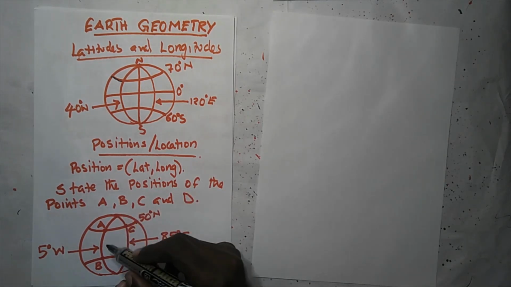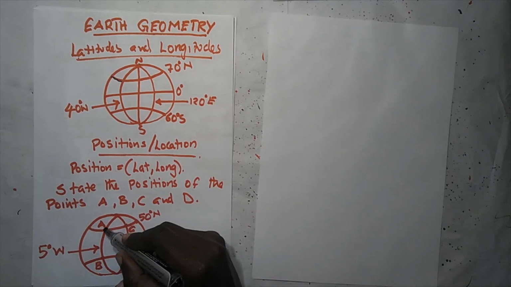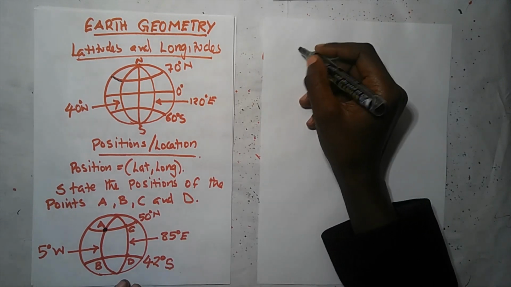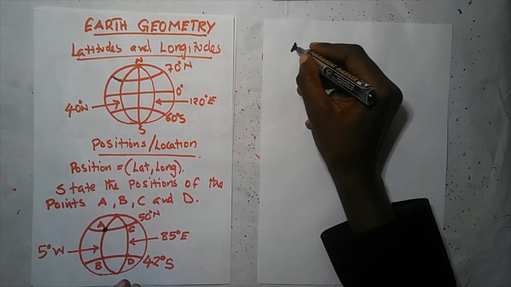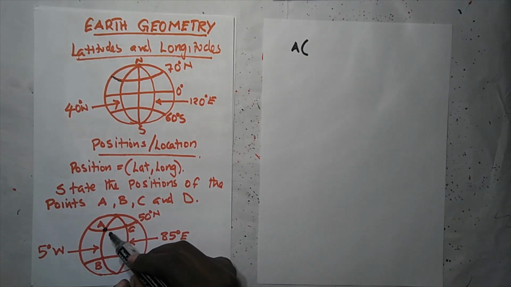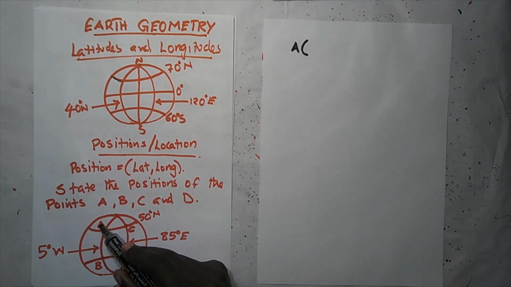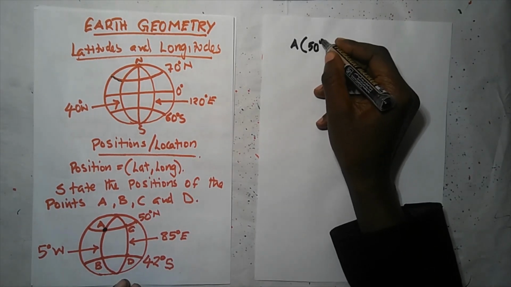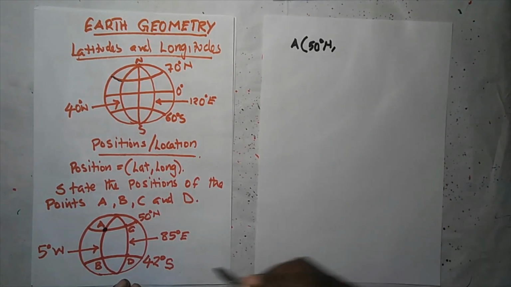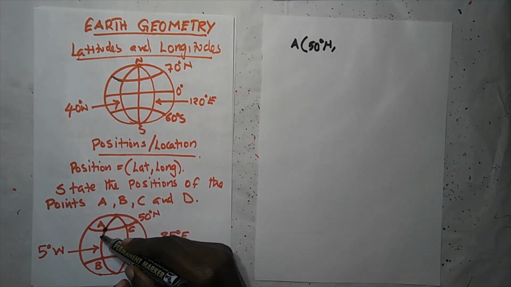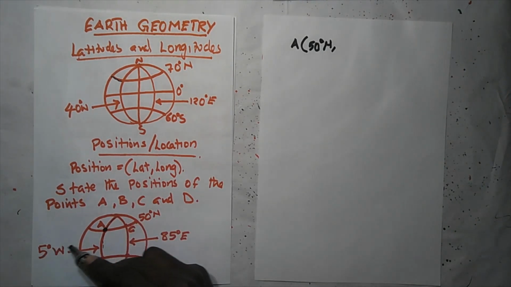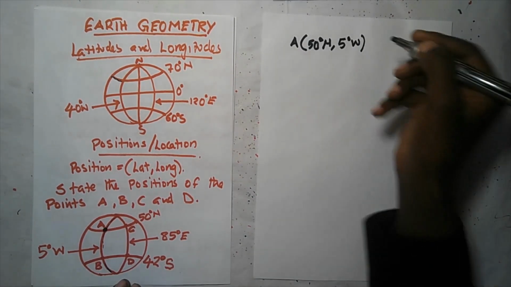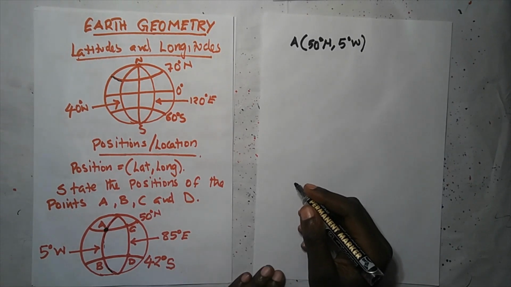Okay, so when we look at our diagram here, our A is here. So the position of A will be given by the latitude on which A is. So when you look at A here, it's on latitude 50 degrees north. So 50 degrees north, comma, the longitude on which A is this one here. This is 5 degrees west. So 5 degrees west. And so this is the position of the point A.